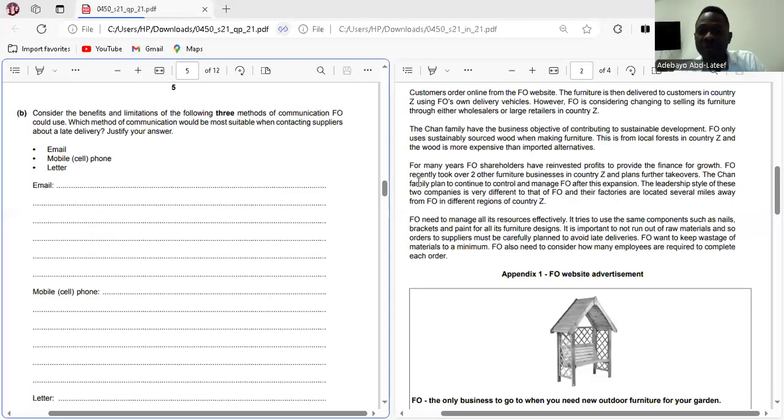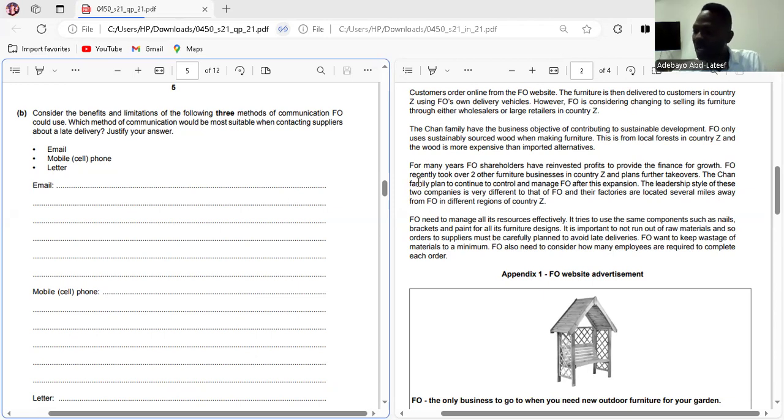Yeah, in the last part, I said FO needs to manage all its resources effectively. If it tries to use the same components such as nails, brackets, and paint for all its furniture designs, it is better not to run out of raw materials, so orders to suppliers must be carefully planned to avoid late deliveries. So for letter writing, if it can be assured that it will be express, the letter will get there immediately, and there won't be delay in the delivery of nails and paints, then letter writing should be used.